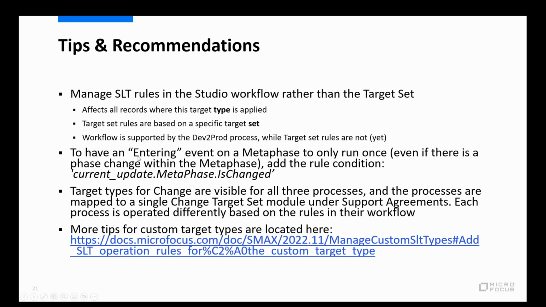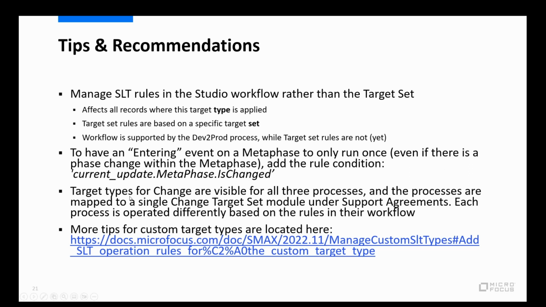Other little tips: if you have an entering event and you only want this entering event to run once for a metaphase, even if there's a phase change, if you have multiple phases within one metaphase but you only want an SLT rule to run once, the first time it enters that metaphase, you can add a rule condition, which is the current update metaphase is changed. So that would only happen when the metaphase is changed and not for all the phase changes within a phase. That can be very helpful for SLT rules.